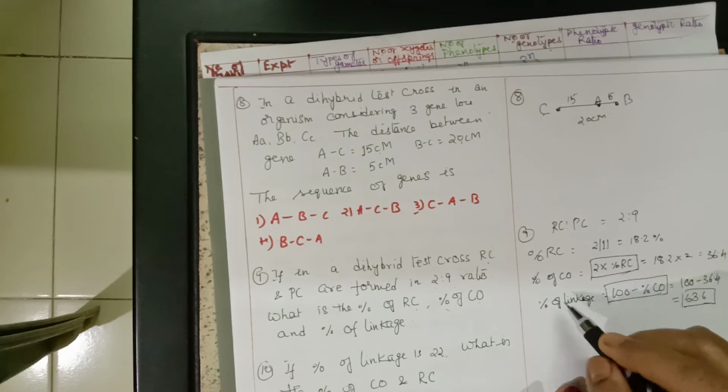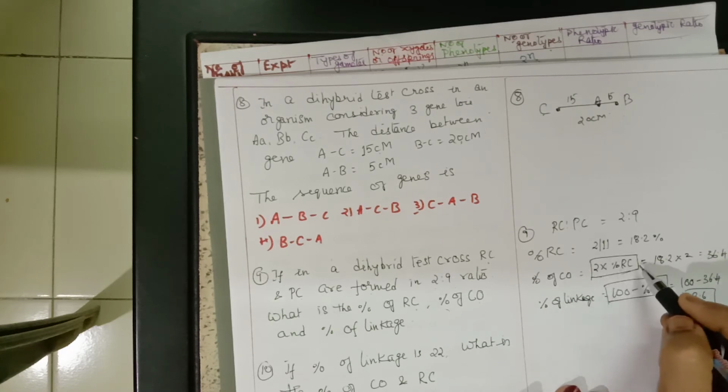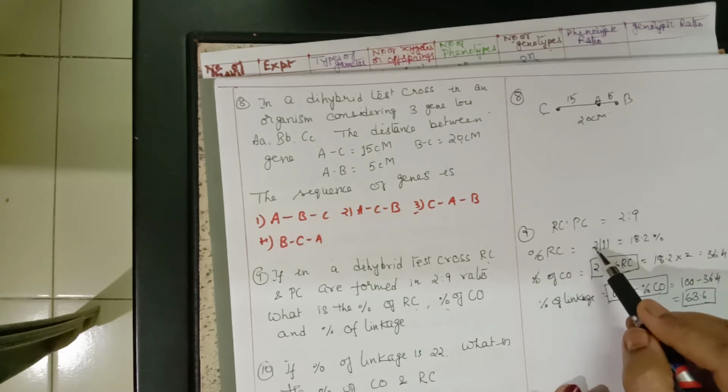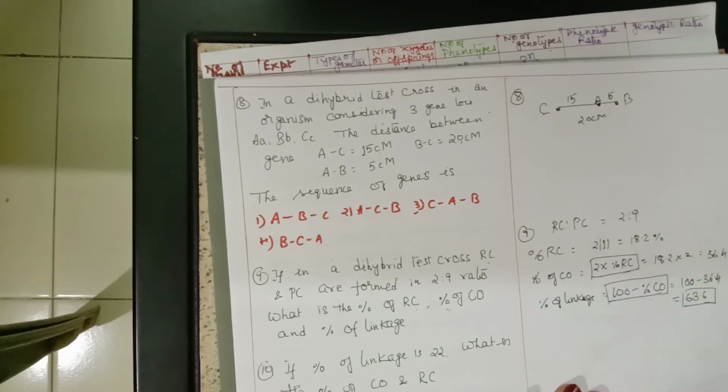To understand, remember these formulae very well. These are very important. Crossing over is 2 into percentage of recombination. Linkage is 100 minus percentage of crossing over. Percentage of recombination you can calculate as recombinants by total progeny. Okay, now the next question is almost the same.